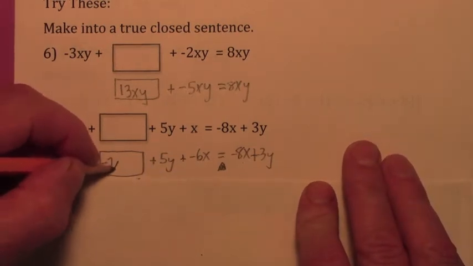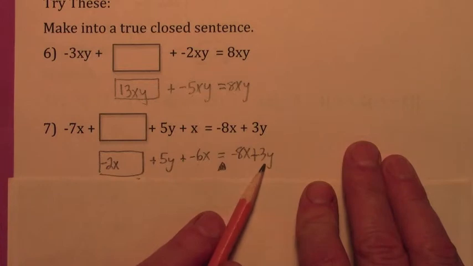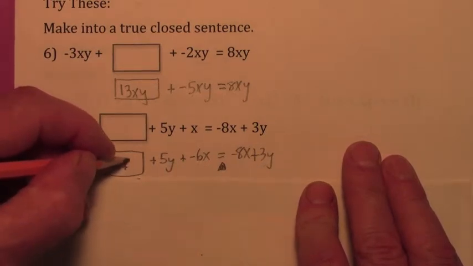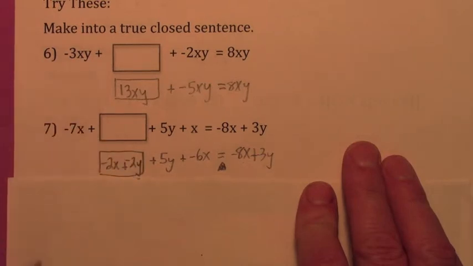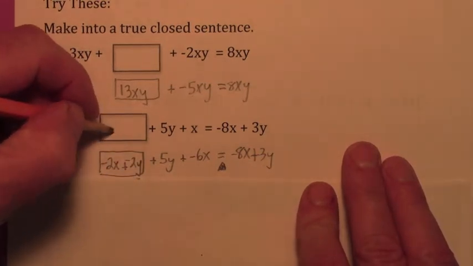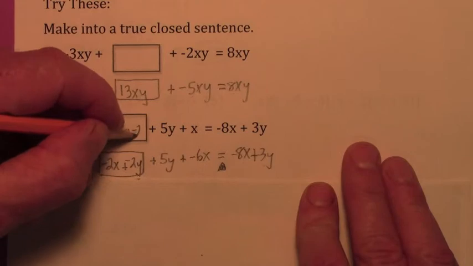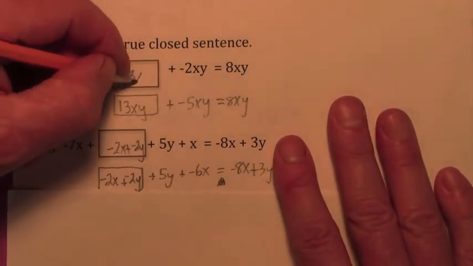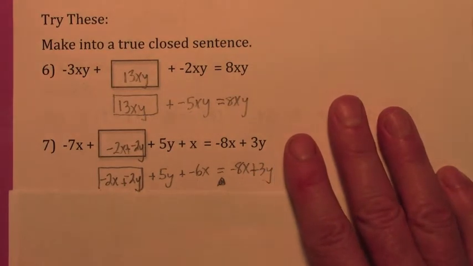Negative 2x. I want 3y. I've got 5y. So I've got to get rid of a couple. How about adding negative 2y? That would do it, wouldn't it? So your answer would be negative 2x plus negative 2y. By the way, make sure you put stuff in the box. Make sure you go back to the original problem and fill the box in, right?